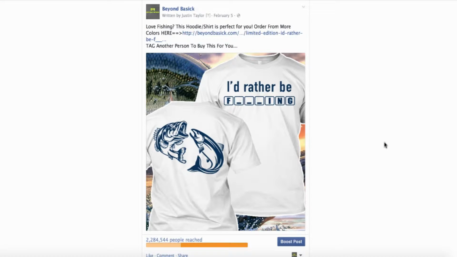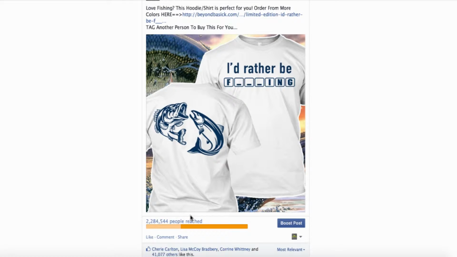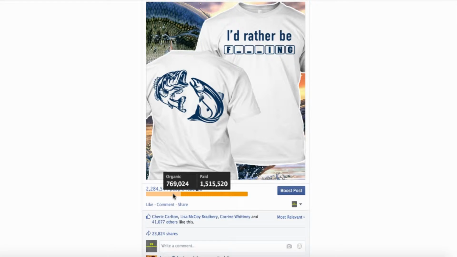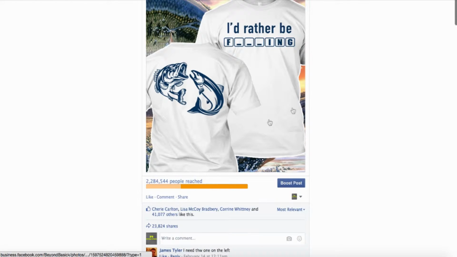So before we get into the scale ad reach, I wanted to give you guys a brief overview of the ad and how it performed over the course of all of those campaigns. And so this is the ad itself without any of my brand's actual branding. It reached about 2.2 million people and got almost 770,000 organic reach, which isn't bad at all. 40,000 likes and 23,000 shares. So overall, not a bad campaign.